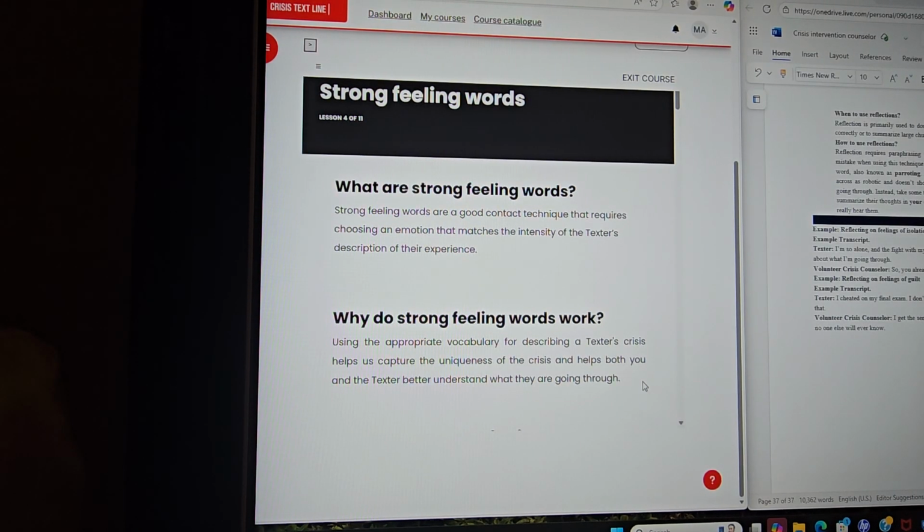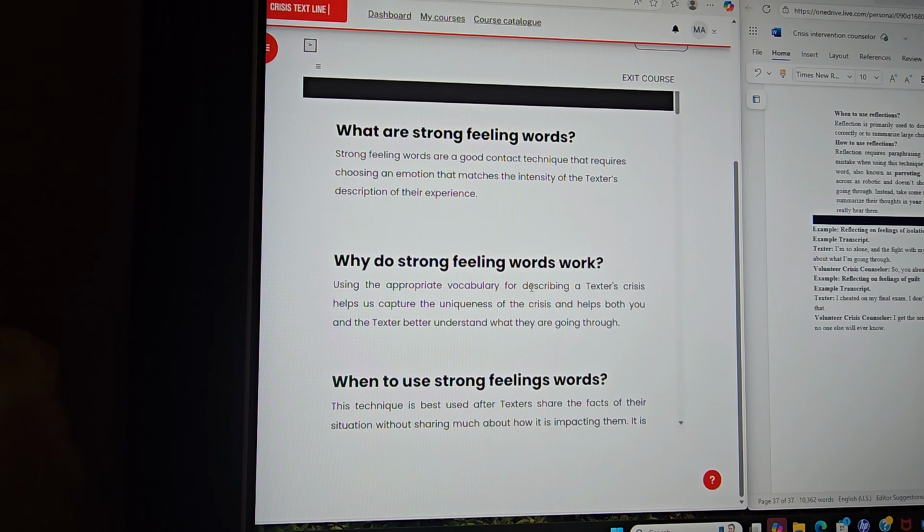What are strong feeling words? Strong feeling words are a good contact technique that requires choosing an emotion that matches, to intensify the texter's description of their experience. Why do strong feeling words work? Using the appropriate vocabulary for describing a texter's crisis helps us capture the uniqueness of the crisis, to help both you and the texter better understand what they are going through.